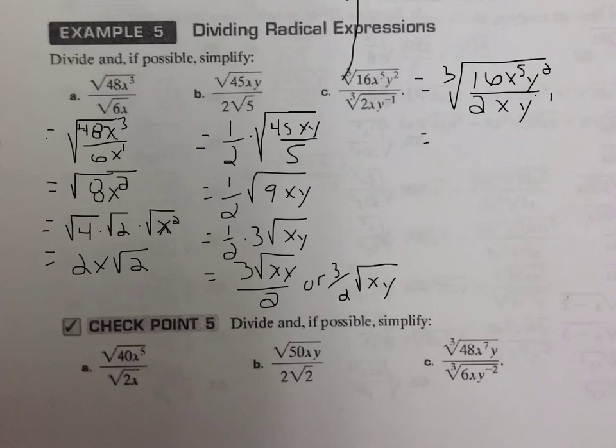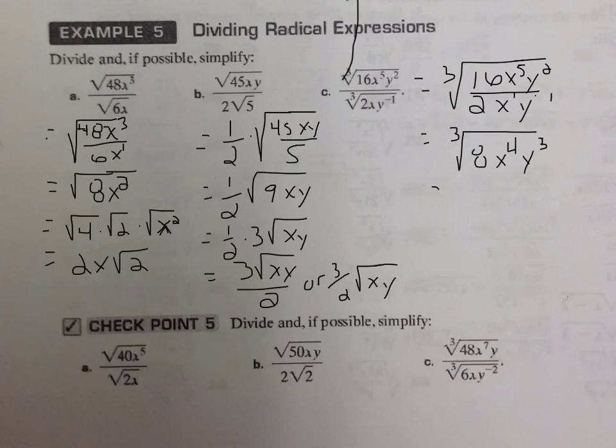And if I do the division, I'm going to have the cube root of 8, 16 divided by 2 is 8, x to the 5th divided by x, we subtract, remember x has a 1 on it, so it'd be x to the 4th, and y squared divided by y to the -1, we would subtract, and we're going to subtract a -1, so that's really adding, so 2 minus a -1 is really y to the 3rd.